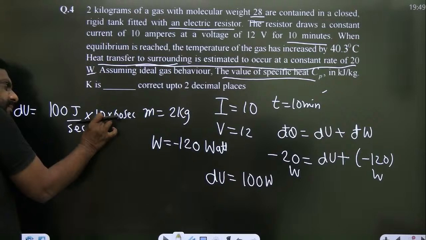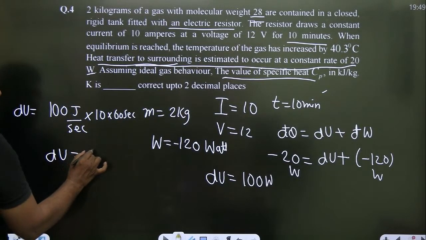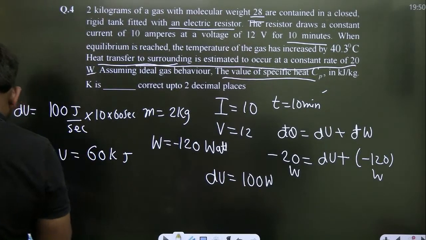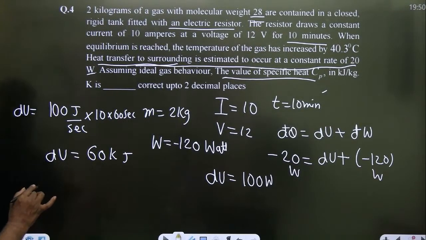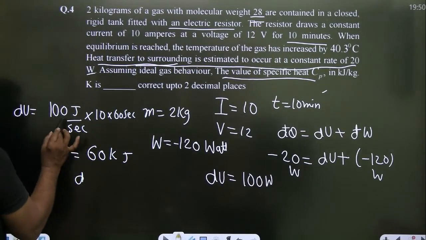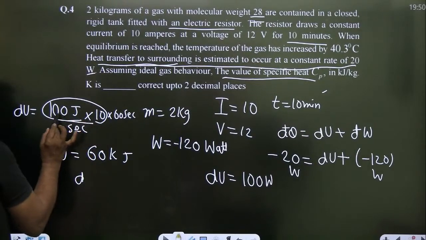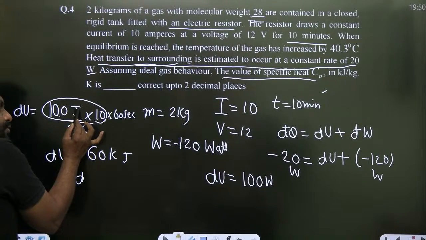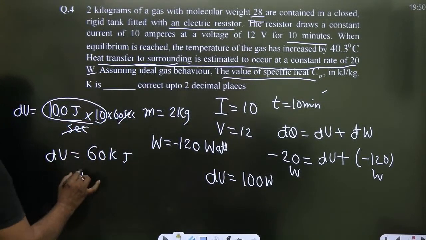तो एनीवन विथ du कितना आ रहा है सर? 60 किलोजूल, am I right सर? Is it 60 किलोजूल? बिल्कुल सही है सर। ये क्या है सर? 1000 जूल को 100 into 10 is 1000 joule, can I write 1000 joule as kilojoule? Yes, 60 kilojoule, but what is du?